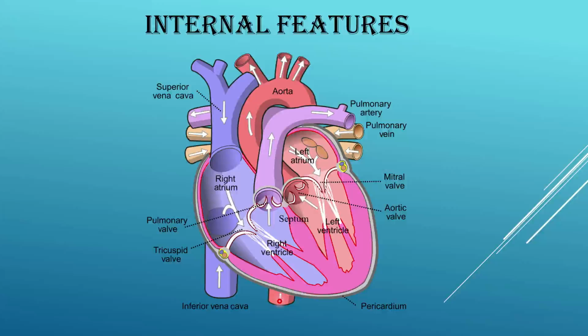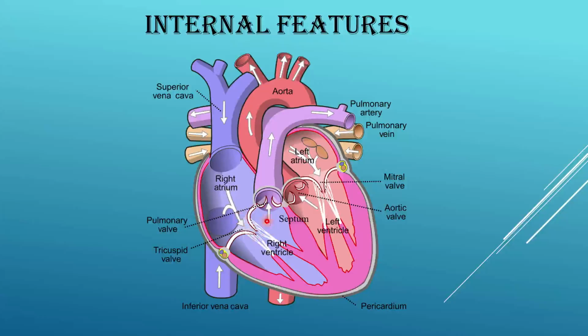This is the dorsal aorta. The dorsal aorta supplies blood to the lower part of the body. So this is about the blood vessels entering and leaving the heart. And then we'll come to the valves that regulate the flow of blood in the heart in a single direction.